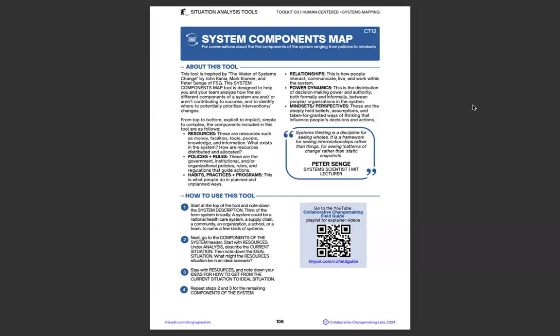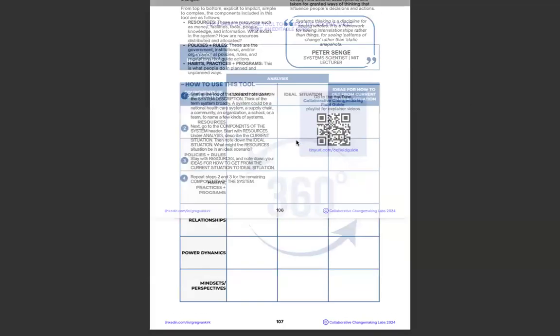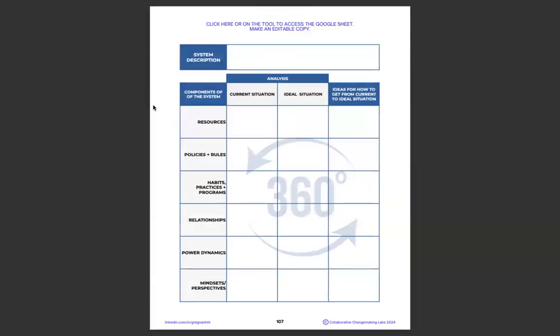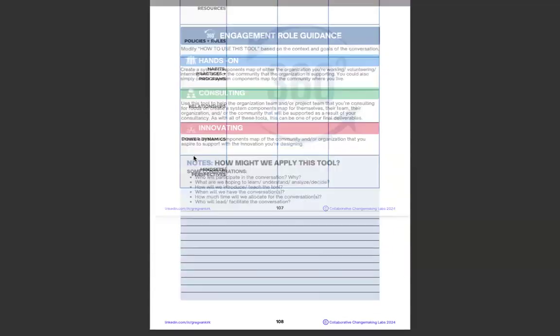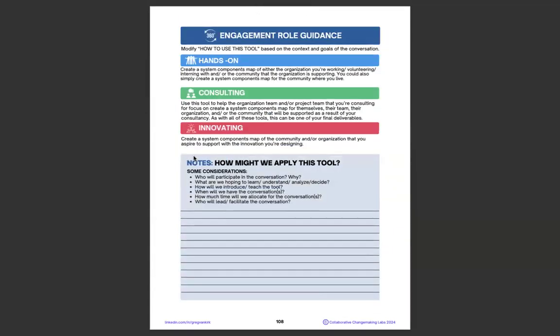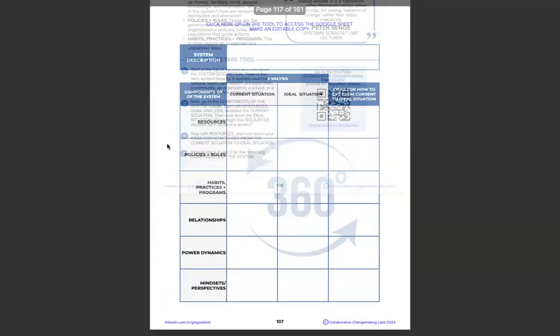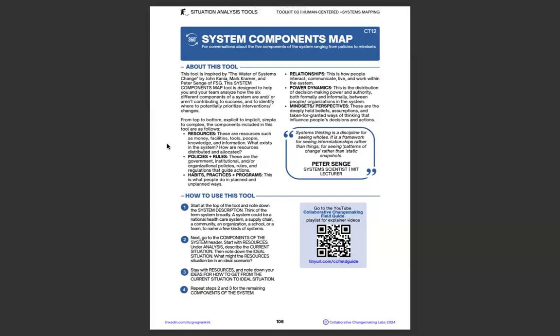This is a situation analysis tool right now, and currently sits in Toolkit 3. May be different for you, that's okay. Human-centered and systems mapping. So I'm going to go through about this tool. You'll see down below then how to use this tool. And here is the tool itself, the collaborative conversation tool. And then I'm going to go through engagement role guidance, hands-on consulting, and innovating based upon the role you're playing at the moment. So about this tool.